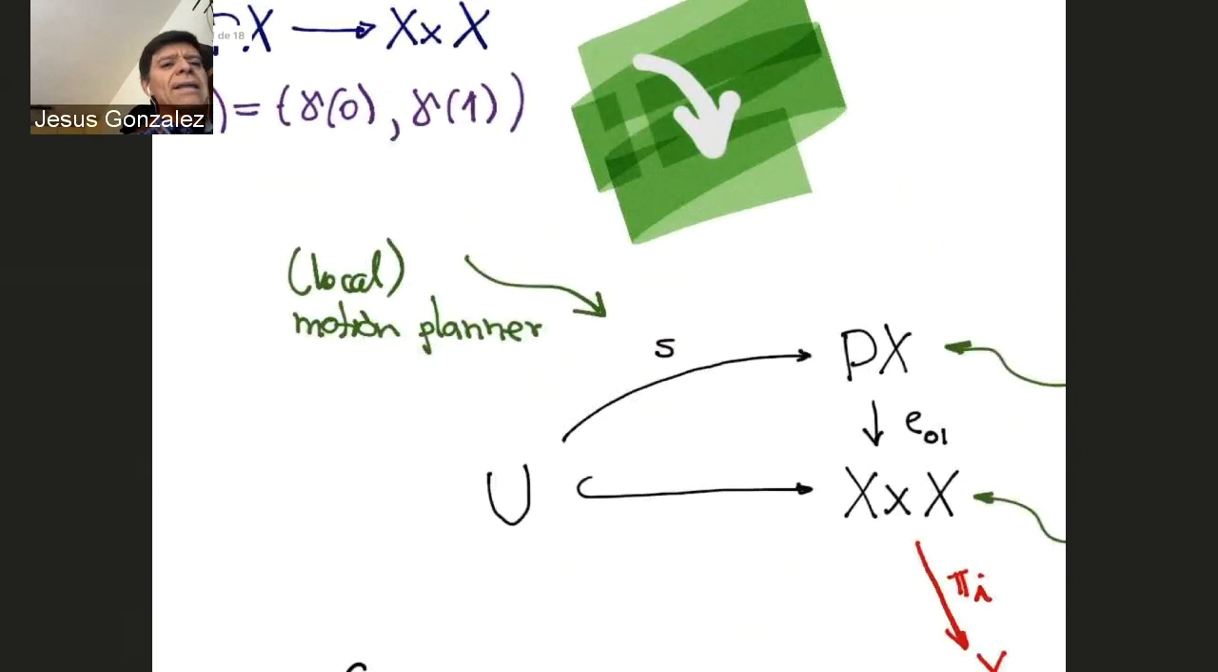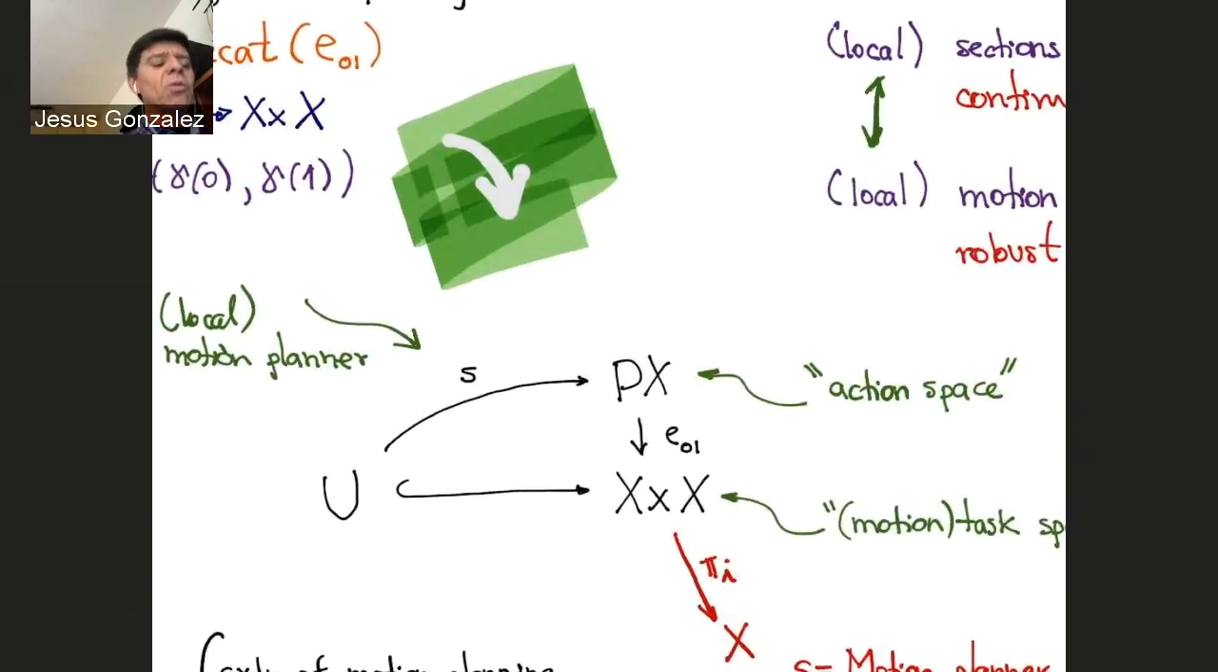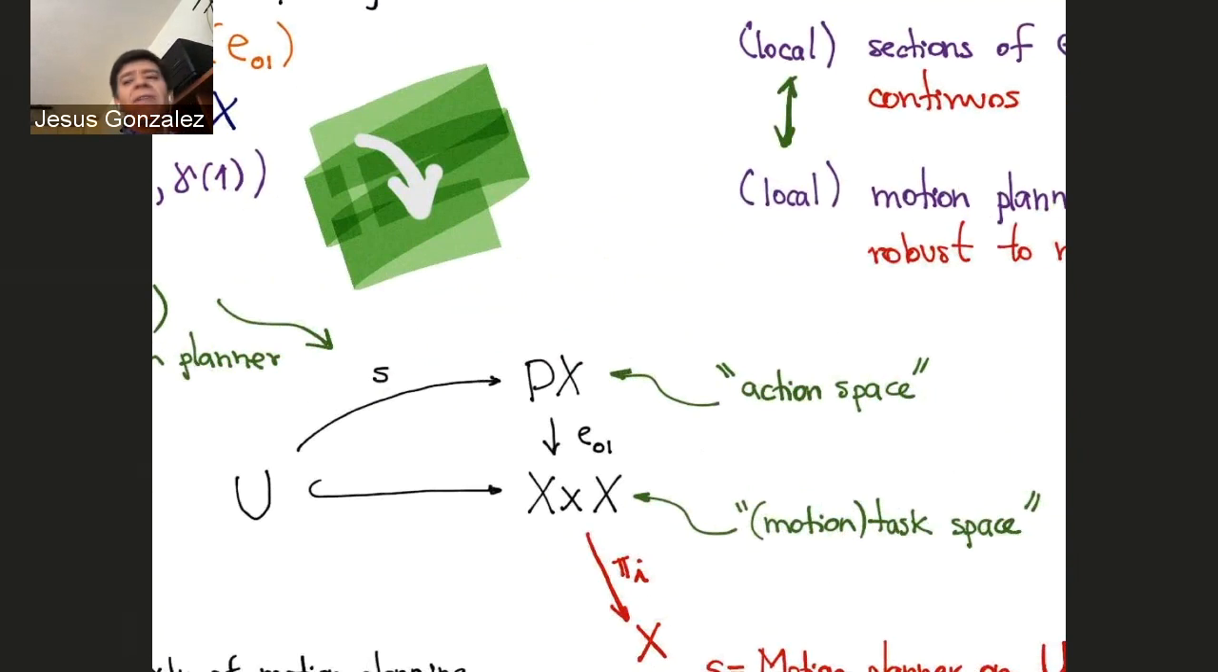So what's the idea behind this, and what is the relationship with motion planning? Well, in the case of the double evaluation map from PX down to X cross X, we have to take open subsets of the Cartesian product where the double evaluation map admits a section. Farber's motivation for this concept is that you can think of X times X as being the space of motion tasks of a given autonomous system. And then the total space of the fibration, PX, would be the action space, namely all possible movements of the robot, the given autonomous system.